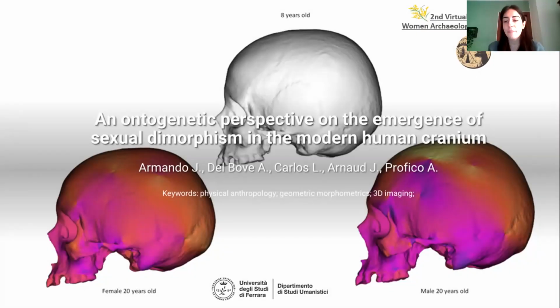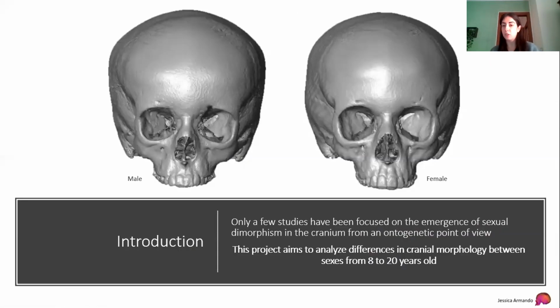So good morning, everyone. I'm Jessica, and this morning I present you my master thesis project, an ontogenetic perspective on the emergence of sexual dimorphism in the modern human cranium. So a little introduction. The cranium is one of the most used and most important skeletal structures in sex determination.